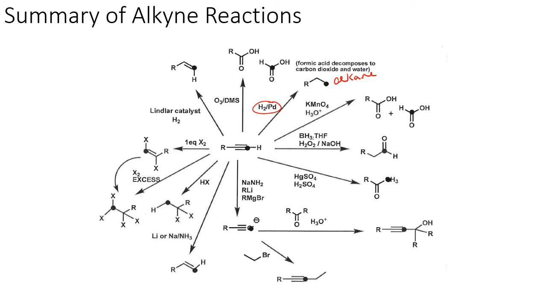If we reacted it with potassium permanganate and acid, that was a type of ozonolysis reaction or oxidative cleavage where we broke the alkyne, we cleaved the sigma bond and the pi bond, and we ended up with carboxylic acids. If we reacted our alkyne with borane tetrahydrofuran followed by sodium hydroxide and hydrogen peroxide, we ended up with an aldehyde. So that was equivalent to our anti-Markovnikov oxidation, where the least substituted side of the terminal alkyne was oxidized.